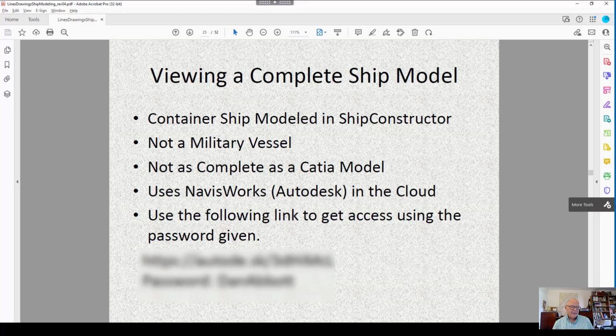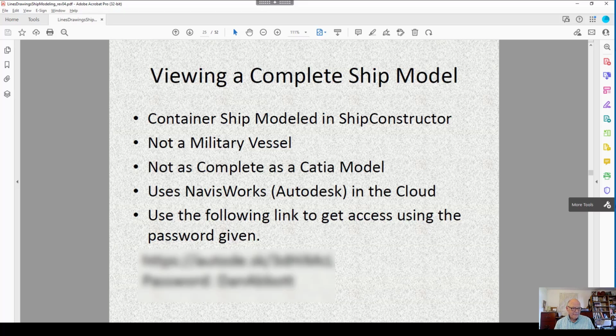We're going to look at it using a program called Navisworks, which is not a CAD program. It's actually a program used for somebody that wants to view an existing model that was done in virtually any CAD program, but it's made by Autodesk.